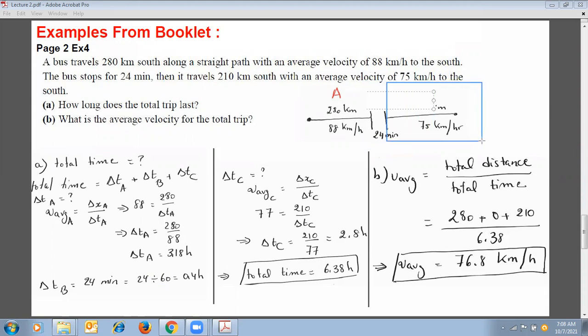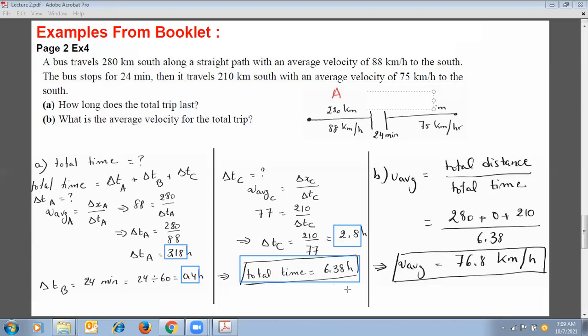For Delta TC, we also have the average and distance. So we use exactly what we use to calculate delta TA. We start with the average equal delta XC over delta TC. I plug in the given numbers and I get that the time is 2.8 hours for TC. Then to get total time, I have to add 3.18 plus 0.4 plus 2.8, and this gives me total time equals 6.38 hours.